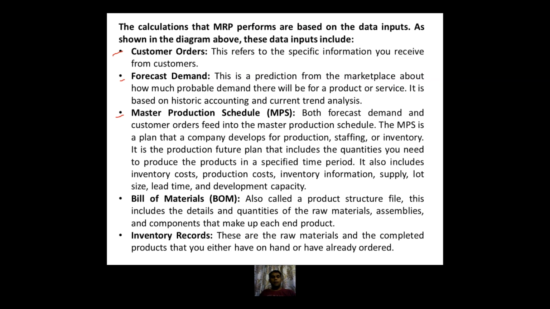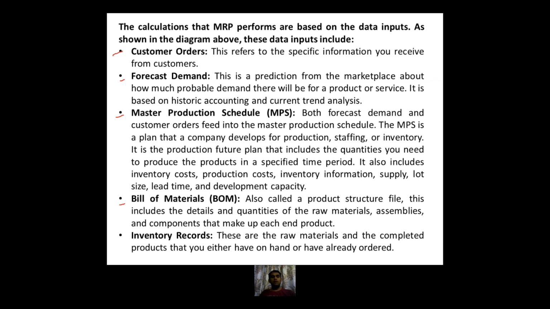Third, master production schedule, that is MPS. Both forecast demand and customer orders feed into the master production schedule. The MPS is a plan that a company develops for production, staffing, or inventory. It is a production future plan which includes the quantities you need to produce the product in specified time period. It also includes inventory costs, production costs, inventory information, supply, lot size, lead time, and development capacity.